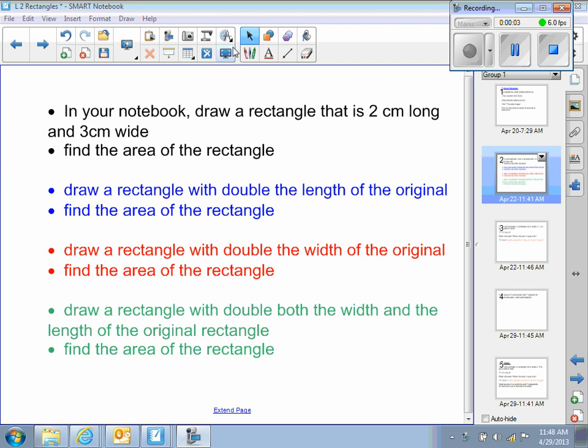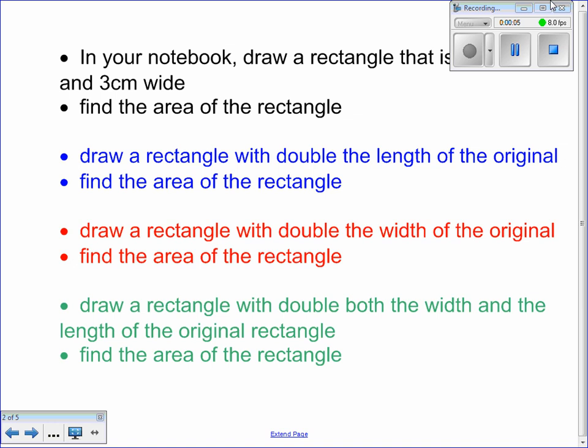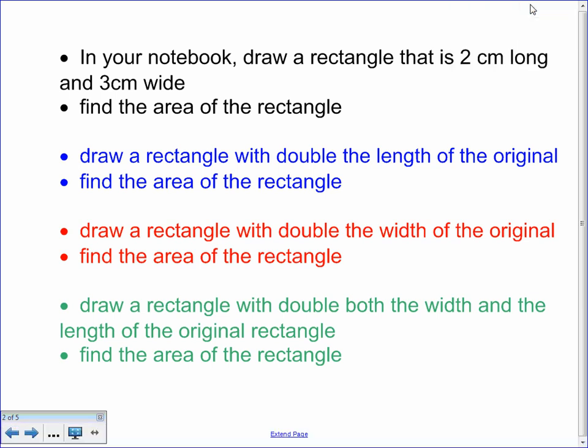In lesson 2 of Unit 9, Perimeter, Area, and Volume, we're going to look at exploring rectangles. What I mean by exploring rectangles is we're going to compare their perimeter and area when we manipulate or change one of our dimensions, either our length or our width. To begin with, I'd like you to draw a rectangle in your notebook that is 2 centimeters long and 3 centimeters wide. You can pause the video to do that.